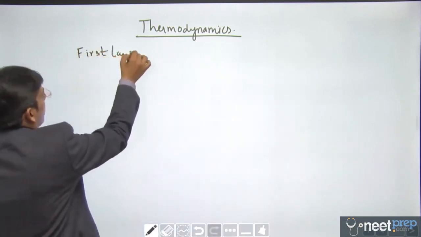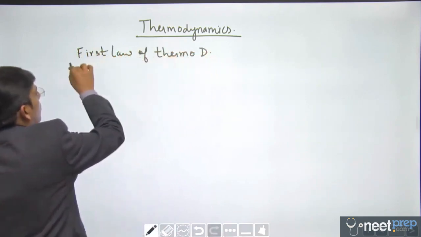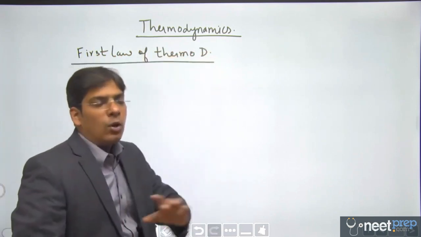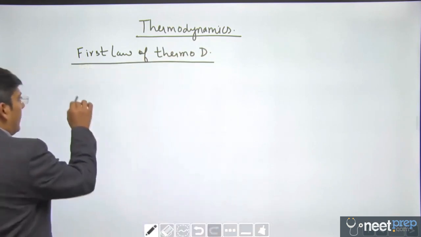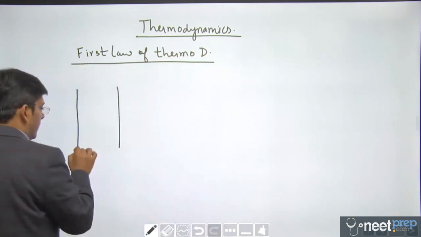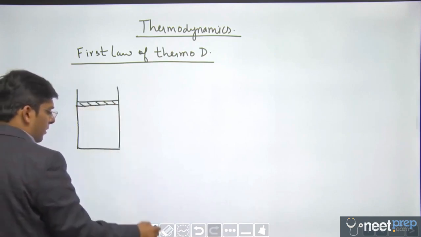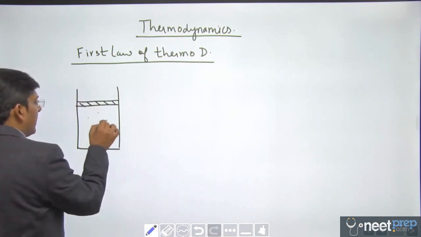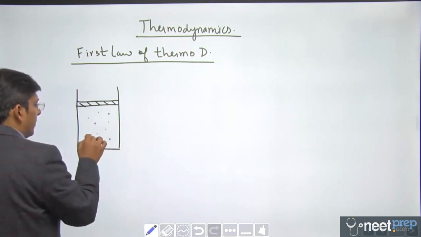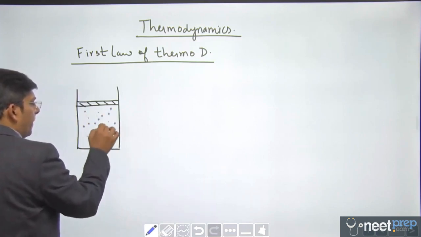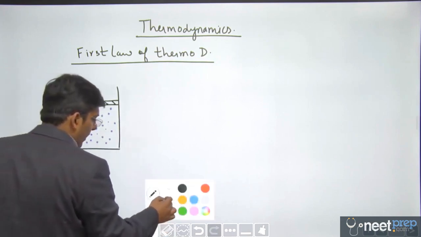The first law of thermodynamics is based on the law of conservation of energy. And what does the first law of thermodynamics say? Suppose there is a closed container, no heat is lost to the surroundings. We have a system here, usually an ideal gas, and we supply some energy dQ to the ideal gas. That energy can be spent by the system, by the gas, in two ways.